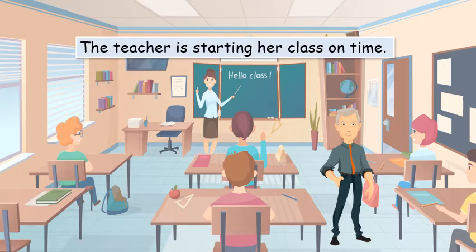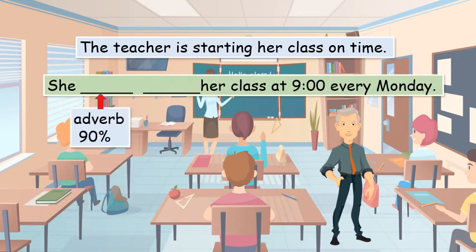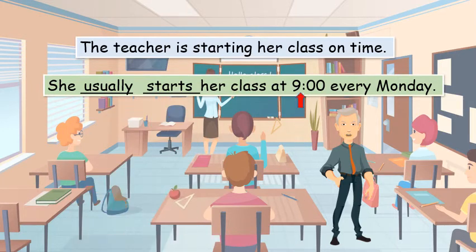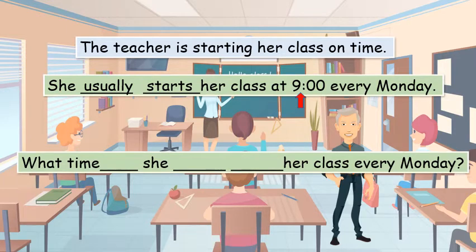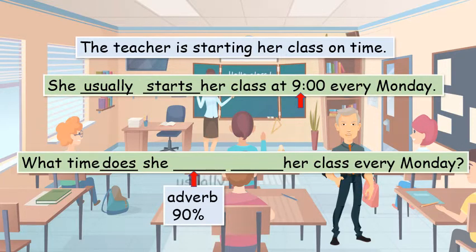The teacher is starting her class on time. 90%. What's the adverb? She usually. The verb? Starts. She usually starts her class at 9 o'clock every Monday. The question? What time does she, the adverb, usually, the verb, start? What time does she usually start her class every Monday?